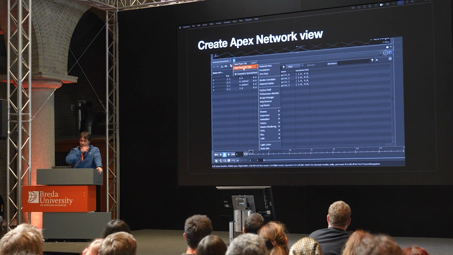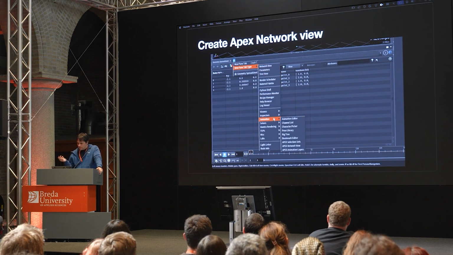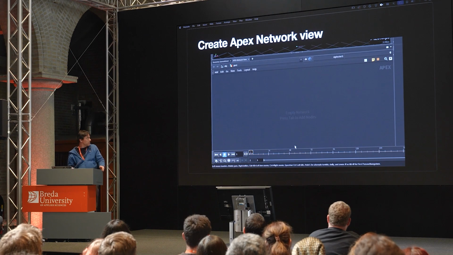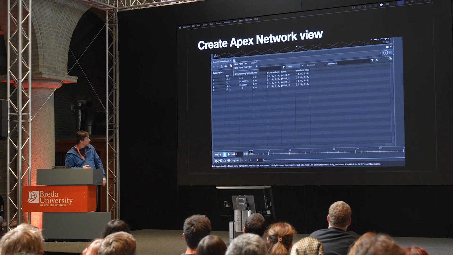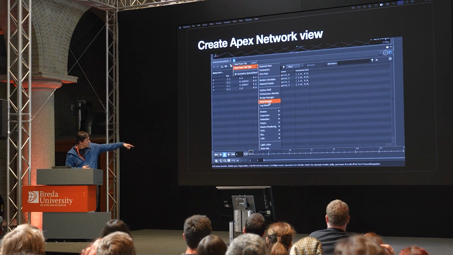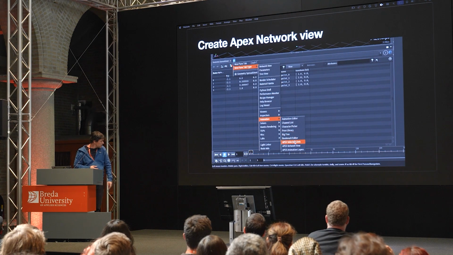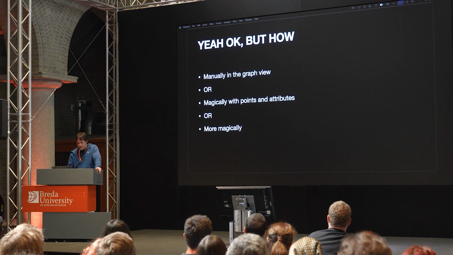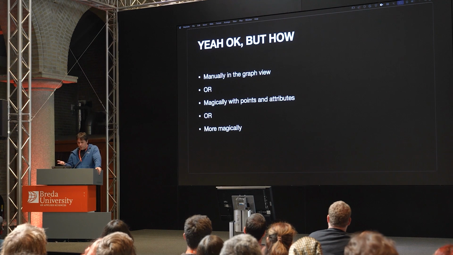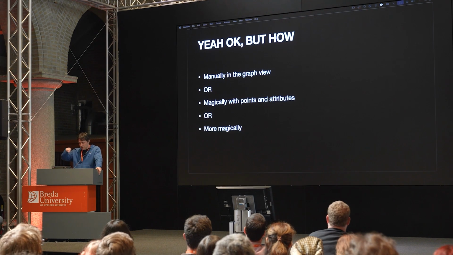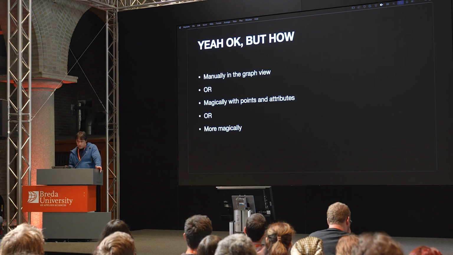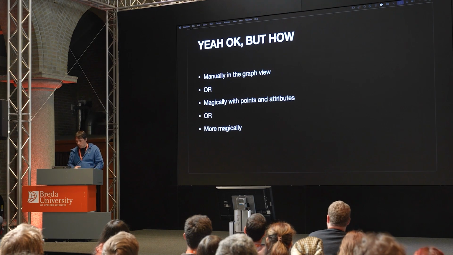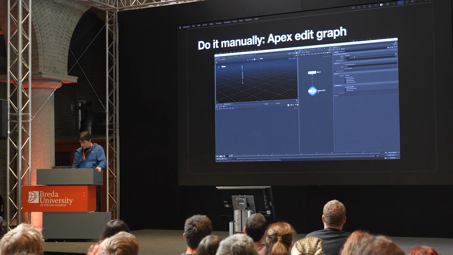So how do we make those lines of points? The first thing that you need to do is make an Apex network view, which is hidden inside the regular pane menu. So new pane type, go down to Animation, and then Apex Network View. There it is. But then how do we actually make them? You've got a few ways. You can work directly in that Apex network view, or you can do tricks with lines and points like you used to, or there's a few other ways, which I'll explain.